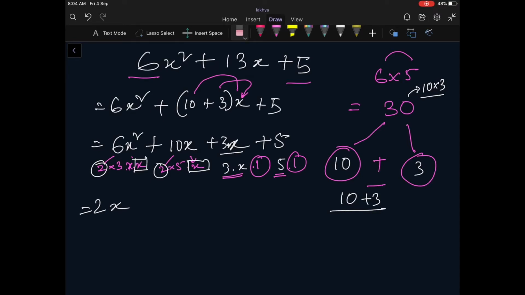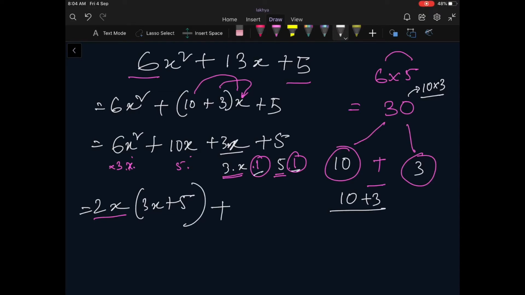Okay, and from the first two terms, what have we taken common? We have taken twice x common. Then what are the remaining terms? On taking twice x common, we have now thrice x plus 5. Okay, and from here take one common, then what will you get again? Thrice x plus 5.